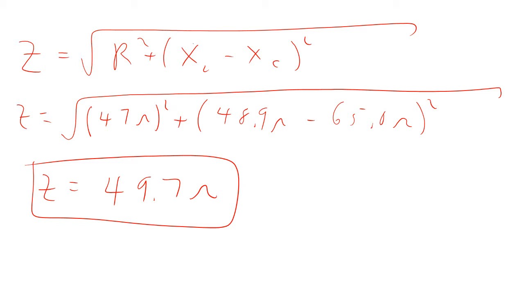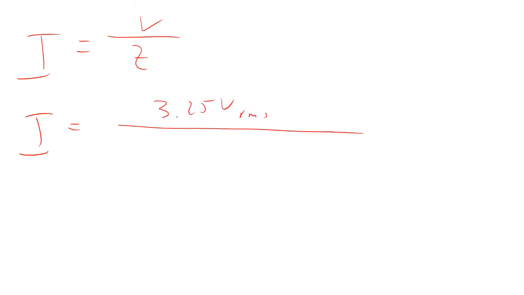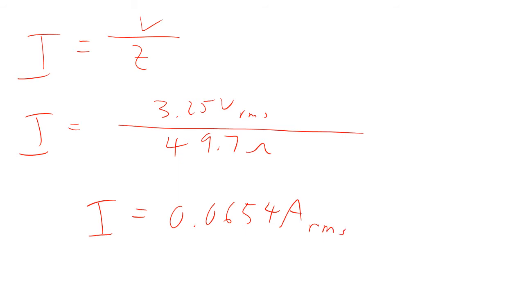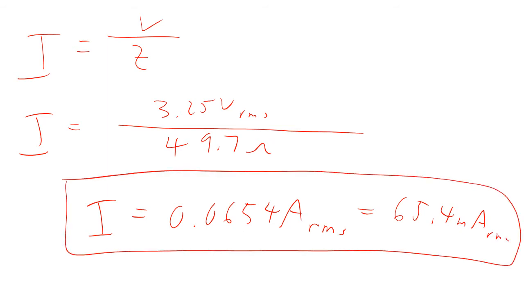All right, so now I want to know what is the current. So the current is going to be V over Z. So the current will be 3.25 volts RMS divided by the 49.7 ohms. So the current comes out to be 0.0654 amps RMS, or you could write that as 65.4 milliamps RMS. Okay, so either one is an appropriate way of expressing this.